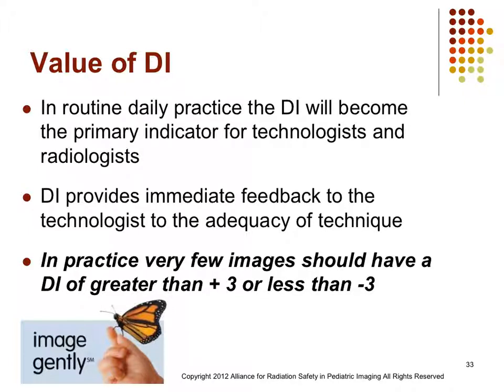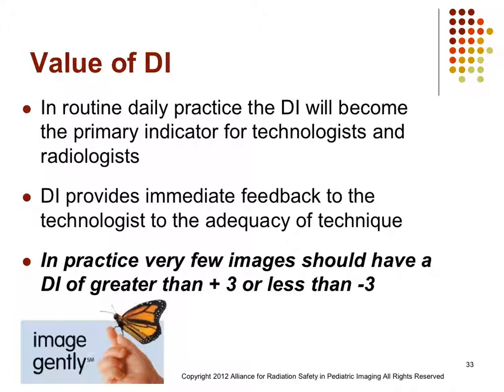So we should be now utilizing deviation index in our routine daily practice. This is our indicator. This is our quality control. This is what we should be hanging our hat on. This is what's going to tell you whether you're doing an acceptable job at exposing our patients to ionizing radiation. We, in essence, have a license to administer ionizing radiation, and we want to make sure that we administer the appropriate amount of dose. We don't want to overexpose our patients.